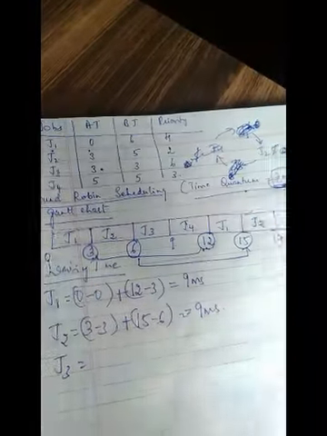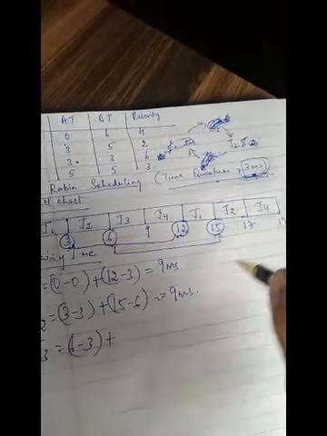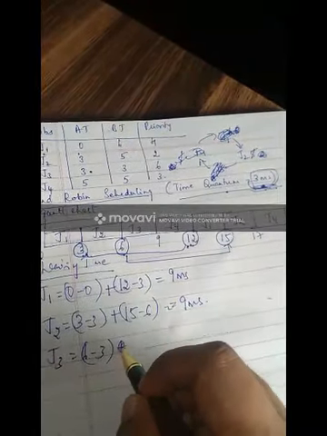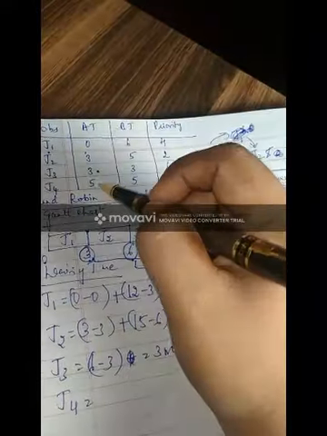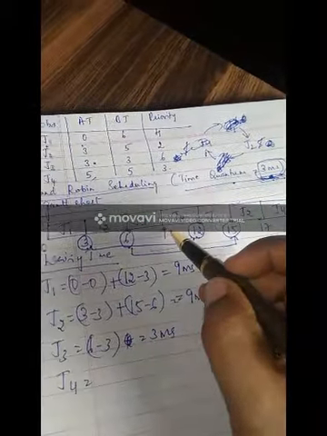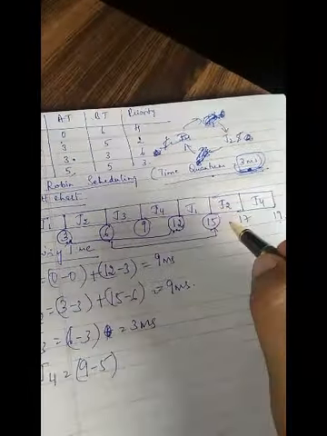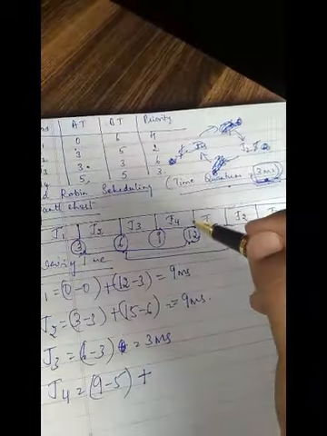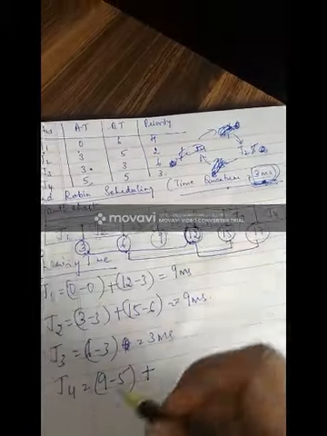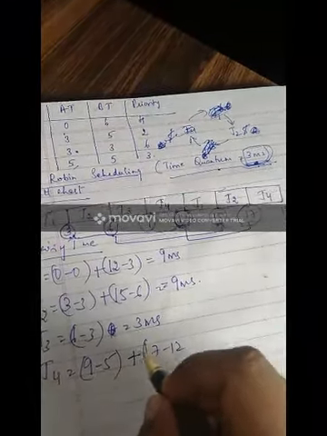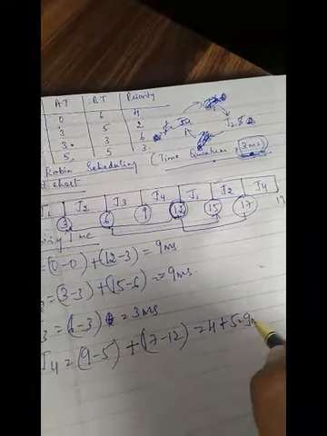Next you have J3. J3 came in at 3 milliseconds. It got it at 6 milliseconds. So 6 minus 3. Again, do you have J3 anywhere? No. So 6 minus 3 is 3 milliseconds. Next you have J4. J4 came in at 5 milliseconds and it got the control at 9 milliseconds. So 9 minus 5. Do you have J4 once again? Yes. So plus. It executed till 12 and again it got it at 17. So 17 minus 12. So how much will it be? 4 plus 5. That is equal to 9 milliseconds.